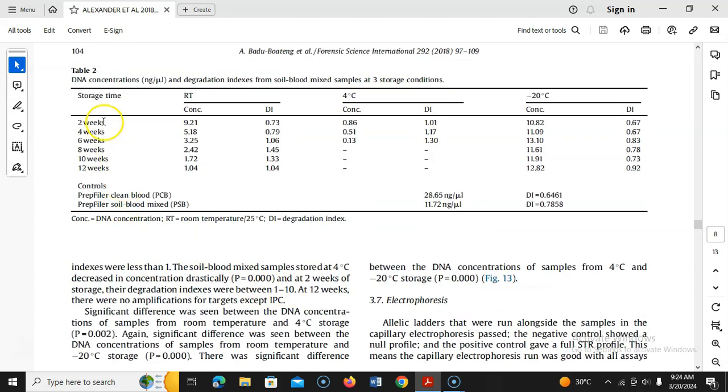So DNA concentrations in nanograms per microliter and degradation indices from soil-blood mixed samples in the 3 storage conditions. So these are the concentrations and degradation indices for samples stored at 4 degrees Celsius, likewise for minus 20 degrees Celsius samples.